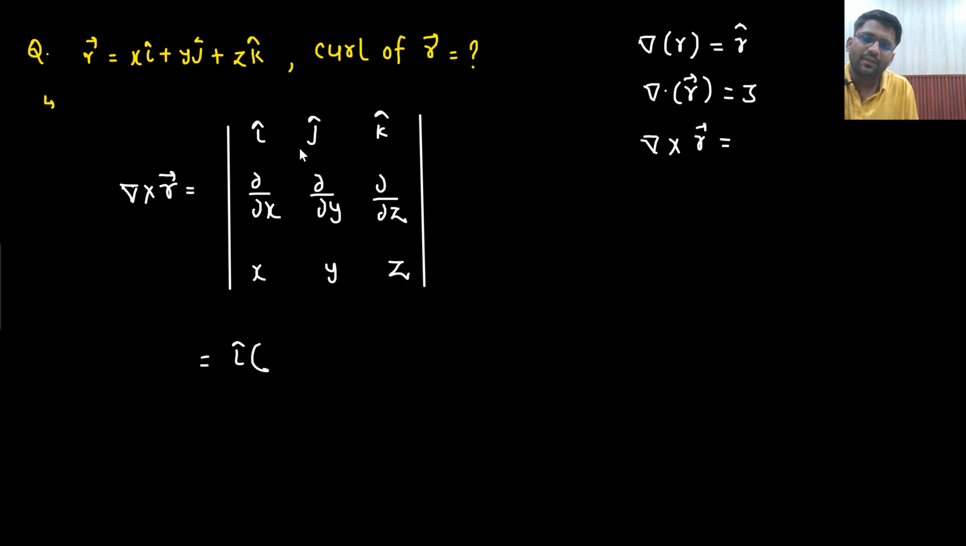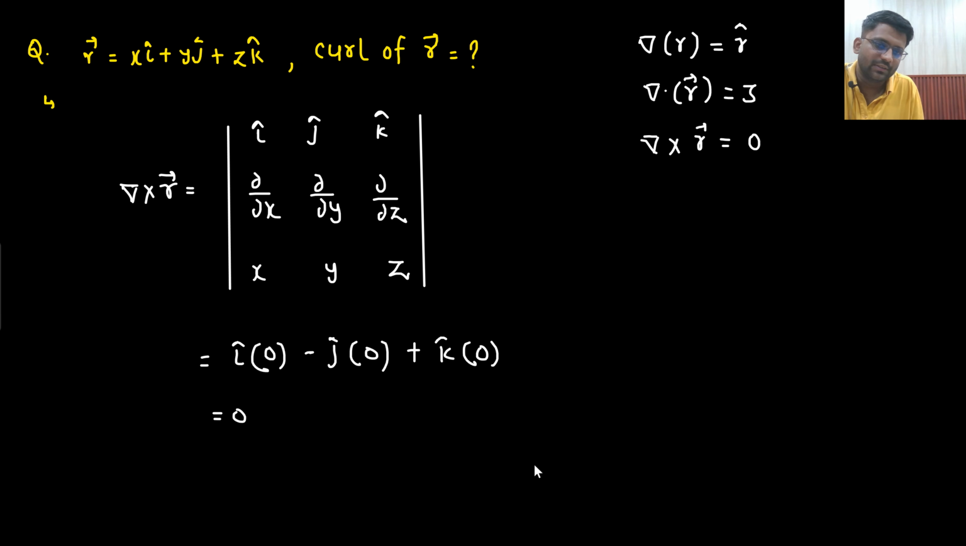i cap: partial differentiation of z with respect to y will be 0, partial differentiation of y with respect to z will also be 0. Minus j cap: partial differentiation of z with respect to x is 0, partial differentiation of x with respect to z is 0. Plus k cap: partial differentiation of y with respect to x is 0, partial differentiation of x with respect to y is 0. What is the answer you are getting? 0. So curl of R is 0 only, and it is pretty obvious, right?